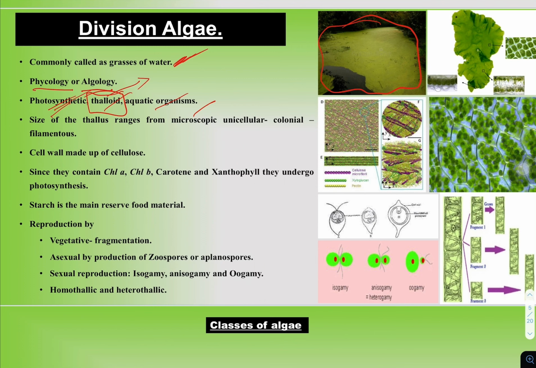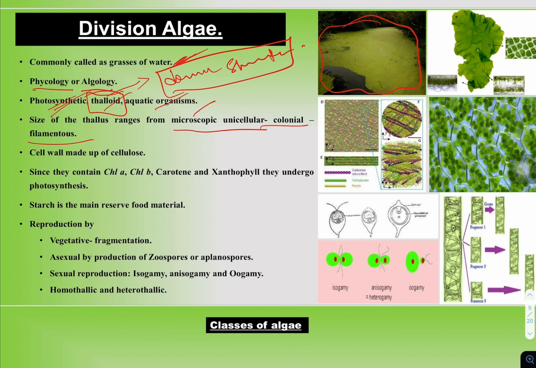Already explained this point. What is thallus? It is a dorso-ventrally flattened structure where there is no clear differentiation between root, stem and leaves. Hence, they are called thallus. Here in algae we can find thallus. The size of the thallus ranges from microscopic unicellular to colonial to filamentous. Some are microscopic, some are macroscopic.